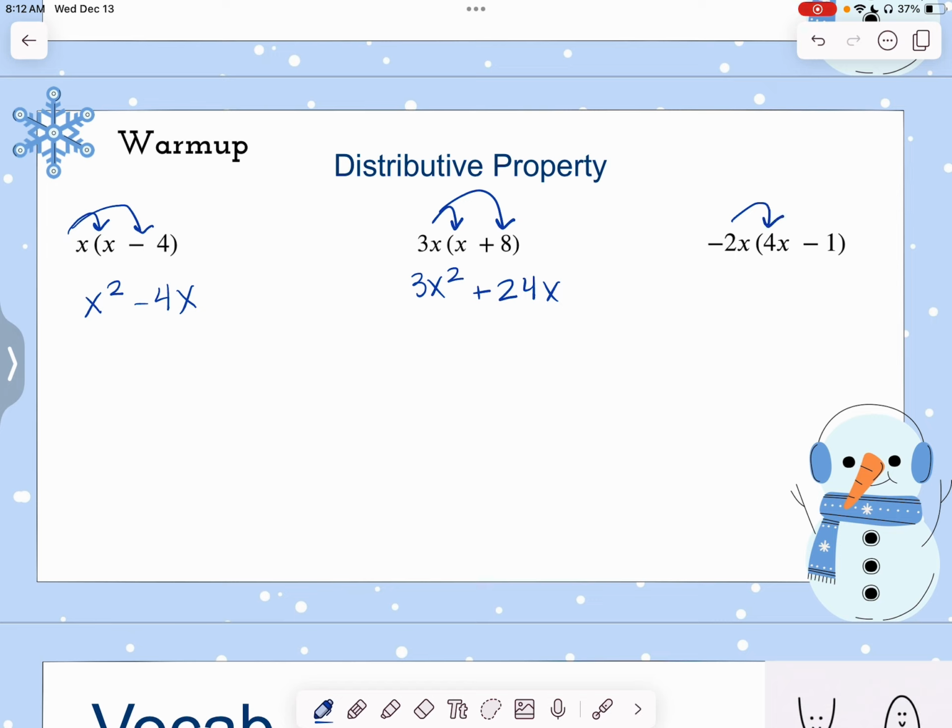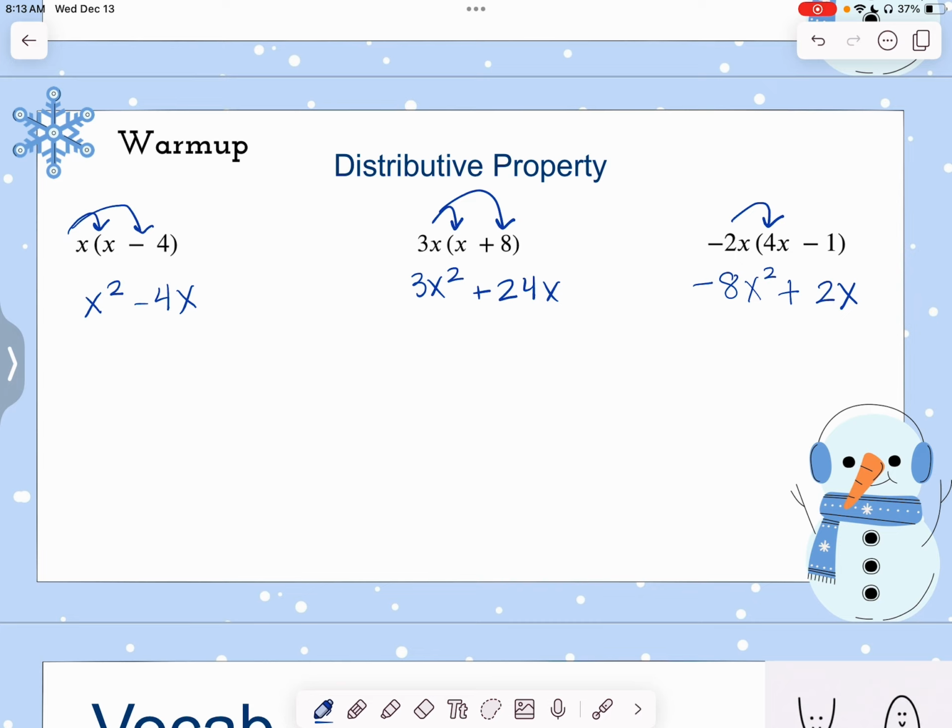And the last one, I'm going to get negative, and then 2 times 4 is 8. X times x is x squared. Here's where I'm going to get positive because I have a negative times a negative, and I get positive 2x. Okay, please make sure that you can distribute properly.